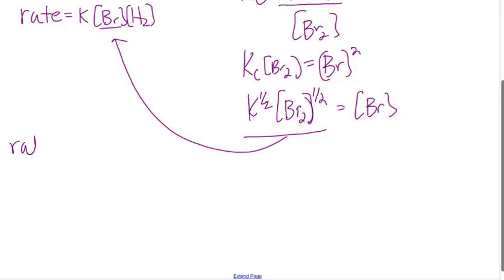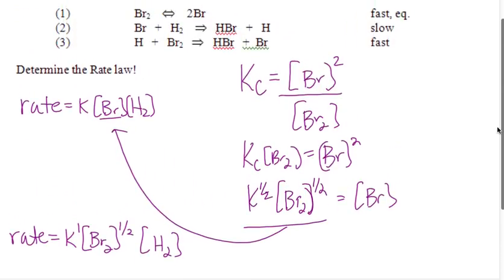So rate is equal to K times Br2 to the half, K prime, times the original H2. So when you see a half, basically what that's saying is due to the fact that this is a 2-to-1 ratio, half of this concentration is basically equivalent to the Br. And so that's what we're equating in order to place into the rate law.